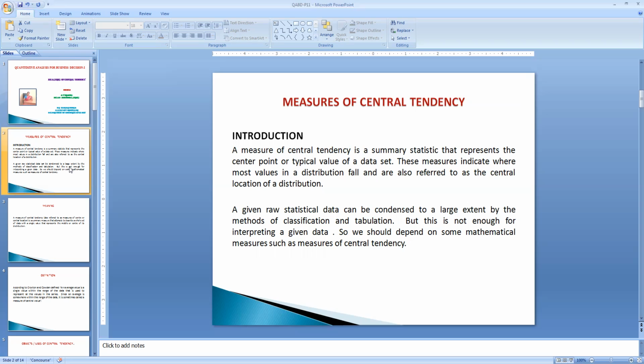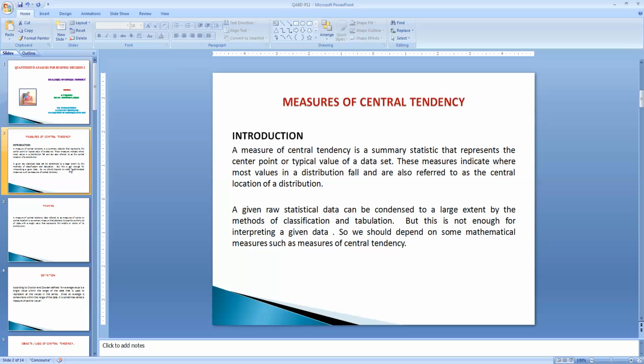So we know that a measure of central tendency is a summary statistic that represents the center point of a data set. These measures indicate where most values in the distribution are going to fall, and it is also referred to as the central location of a distribution.